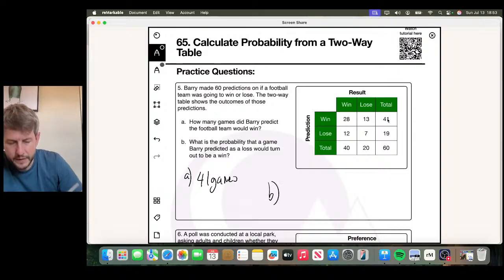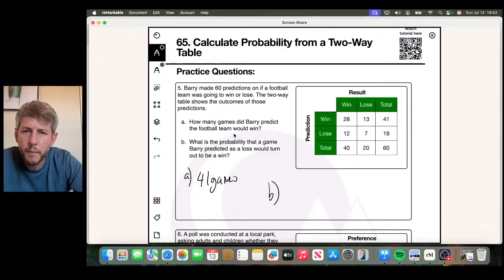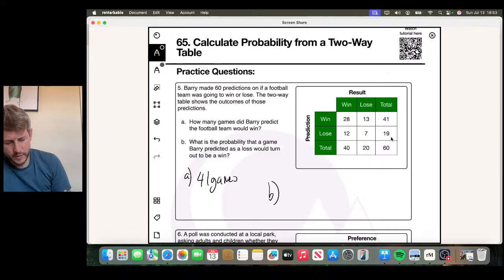Okay, and then B. What is the probability that a game Barry predicted as a loss would turn out to be a win? So here's the games that he predicted that they would lose. So it's out of 19, because there were 19 games that he predicted would be lost. And how many of those 19 games did they win? 12. So he's not very good at predicting stuff.